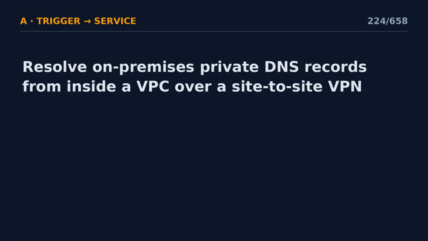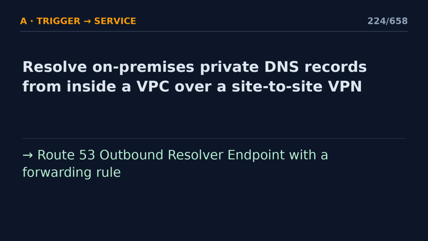Resolve on-premises private DNS records from inside a VPC over a site-to-site VPN. Answer: Route 53 outbound resolver endpoint with a forwarding rule.